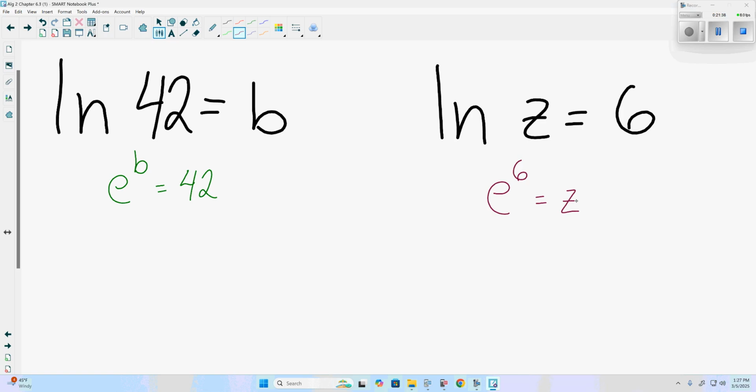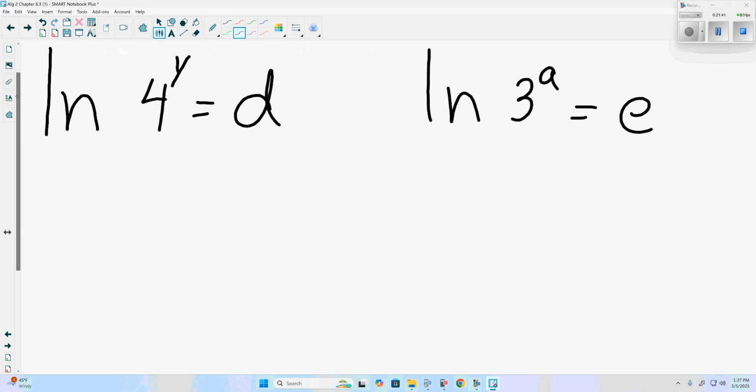Are you ready for the next one? The natural log of 4 to the y is equal to d. So e to the d is equal to 4 to the y. The natural log of 3 to the a is equal to e. So this would be what? e to the e is equal to 3 to the a, because we can have e to the e. We ready for the next one?